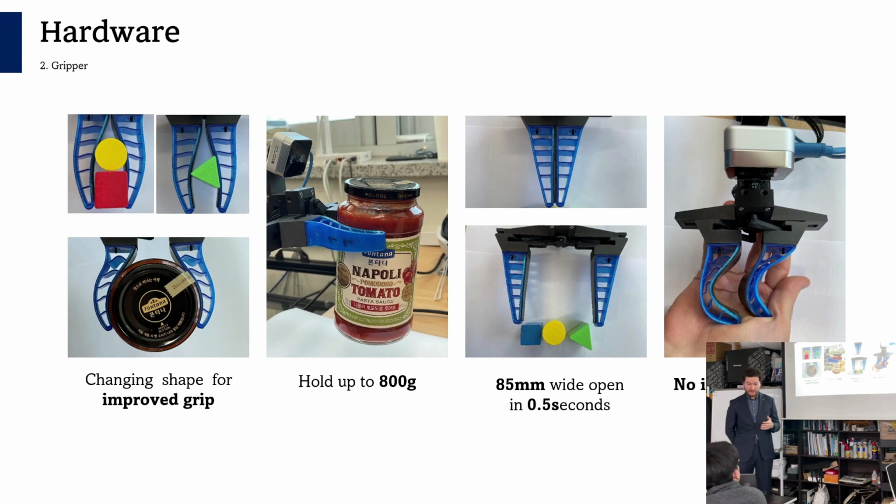This blue part of the gripper is 3D printed with TPU material. For improving friction, I glued a special black resin material inside the gripper. By changing its shape, the gripper can hold up to 80 grams, which is 5 times heavier than its own weight. The gripper can open from 0 to 85 millimeters in half a second and close as well.